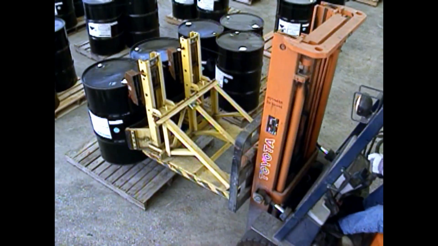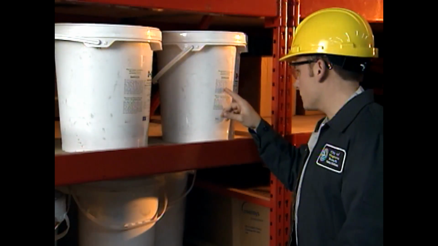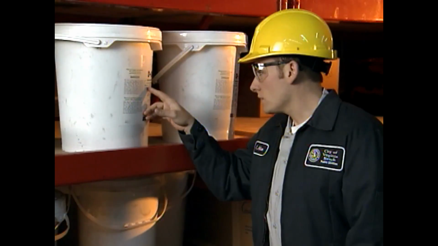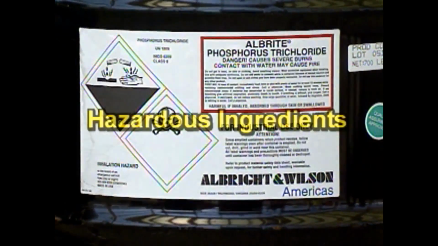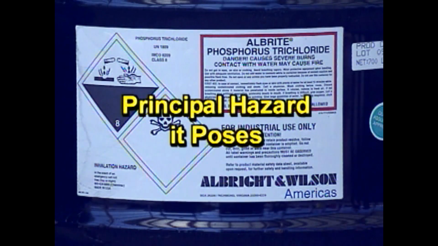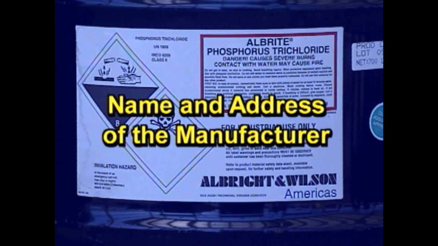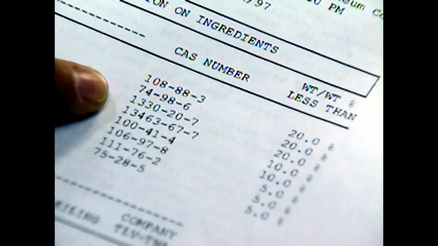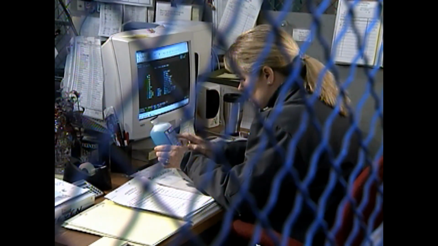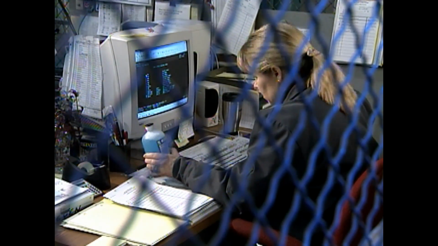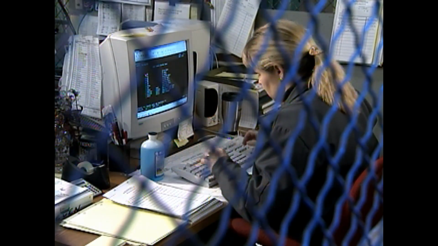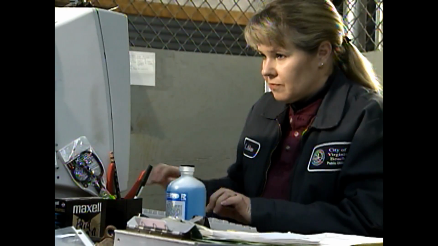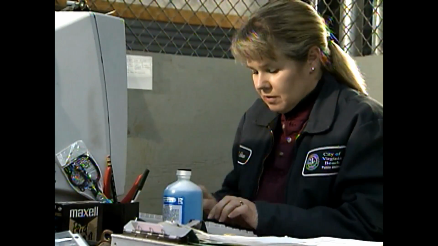The first step in identifying a chemical is to read the label. Each chemical that arrives in your facility must have accurate labels containing specific information. Read the label to discover a chemical's hazardous ingredients, the principal hazard it poses, and the name and address of the manufacturer, who can provide further information. In addition, the label provides the Chemical Abstract Service, or CAS number. Use this number when looking up information about the chemical on a computer or when there is a question about the identity of the chemical. It may also be necessary when reordering the chemical.